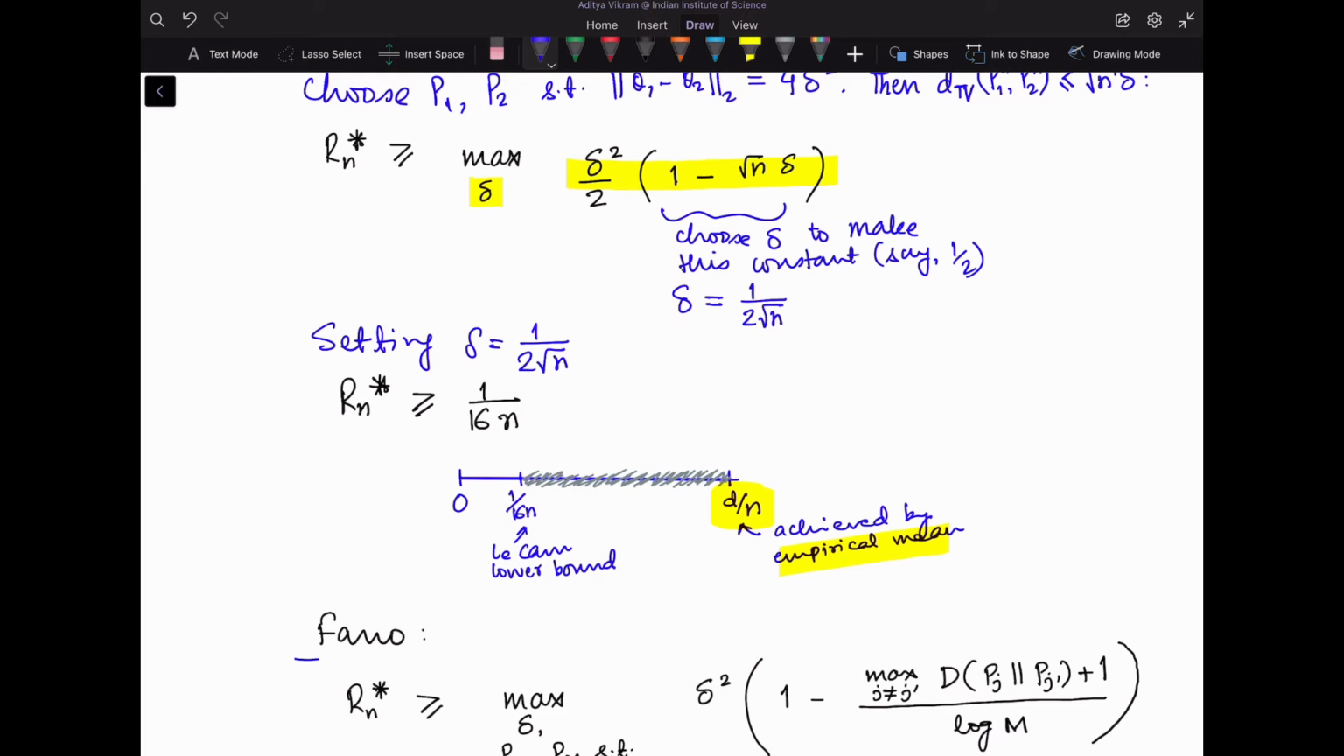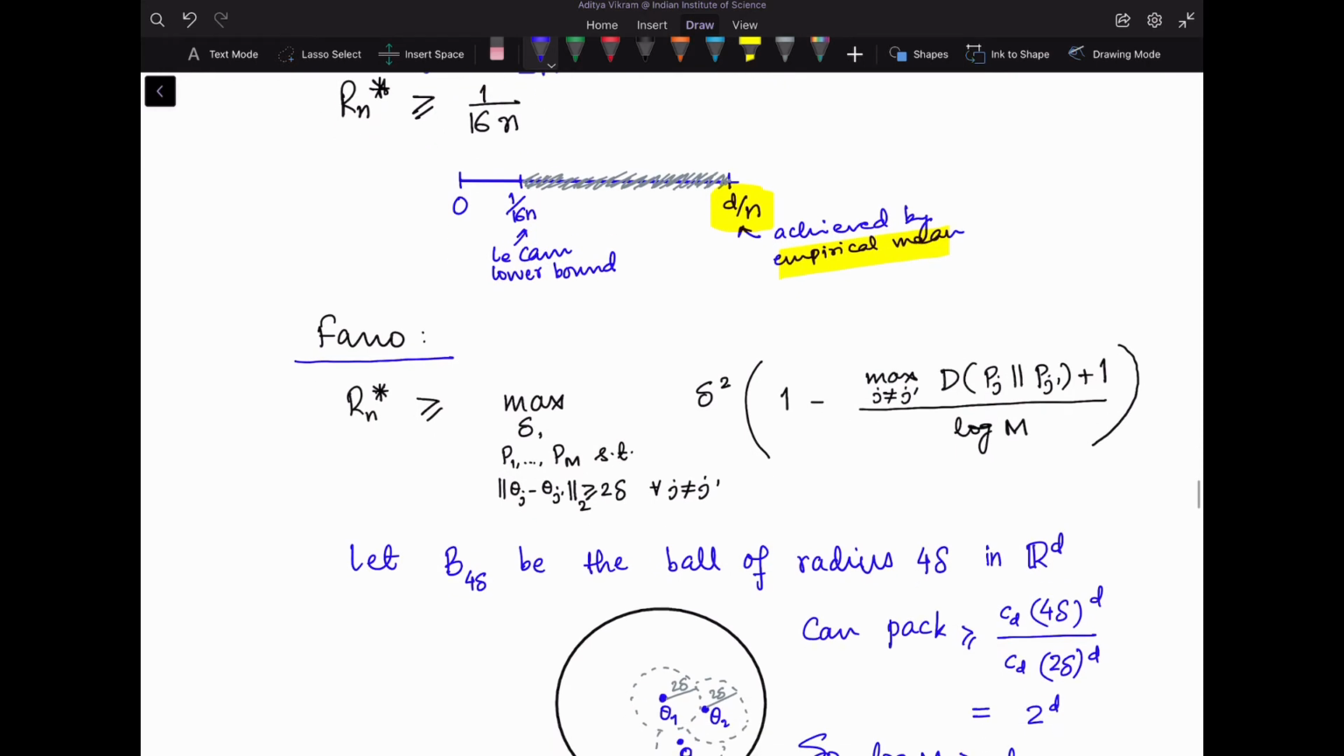So now we use Fano's method to see if we can get a better bound here. Again, instead of this 1 minus dTV by 2, we have 1 minus this maximum KL divergence plus 1 by log m. This is using Fano's inequality.